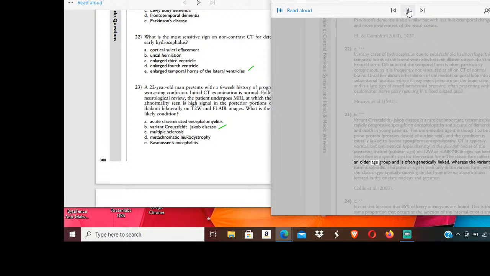The classic form affects an older age group and is often genetically linked, whereas the variant form is sporadic. The pulvinar sign is seen only in the variant form, with the classic type typically showing similar hyperintense abnormalities located in the caudate nucleus and putamen.